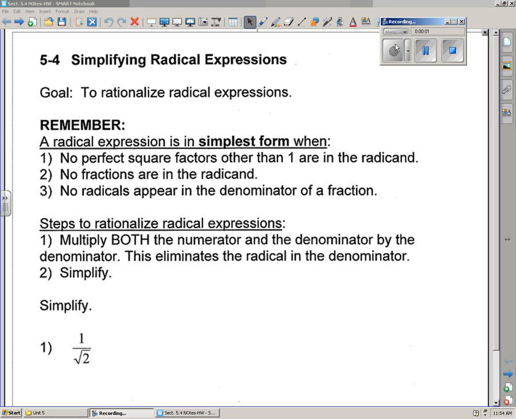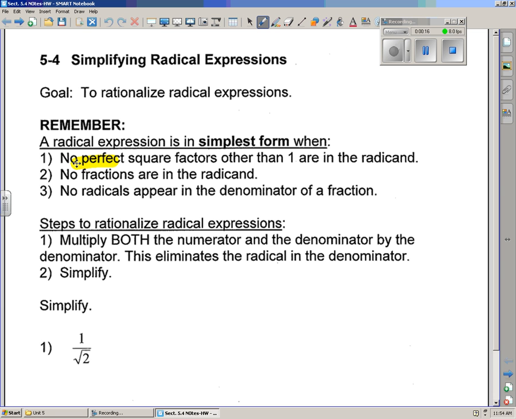Okay, so for this lesson, we're going to simplify radicals. We've been doing that all along, but now we'll do it more with division, and we're doing something called rationalizing. Don't forget that in order for a radical to be in simplest form, there can't be any perfect square factors other than a 1 under the square root symbol. You can't have any fractions underneath the square root symbol, and you can't have any square roots in the denominator.